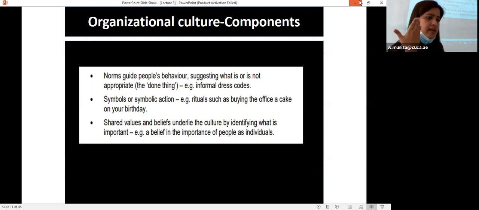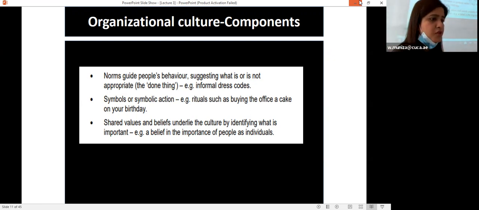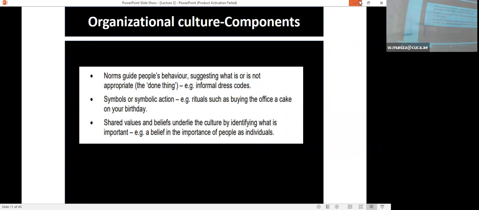Their thinking is important. The innovation and creativity which they bring to the organization is important. Their inner peace is important. So in such a culture, we can see that importance is given to shared values and beliefs. So what are these basically? The culture is made up on the basis of the beliefs and assumptions carried by individuals. Anyhow, there are three important components in the culture of the organization. Number one is norms. Number two, symbols and symbolic actions. Number three, shared values and beliefs.